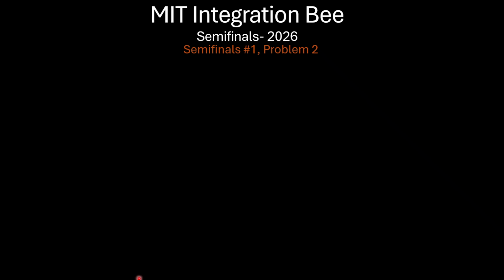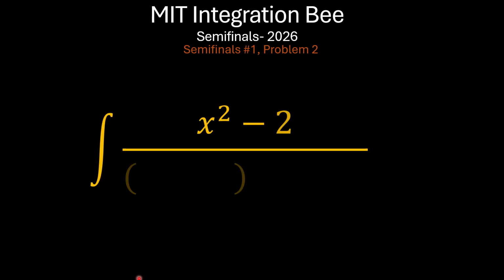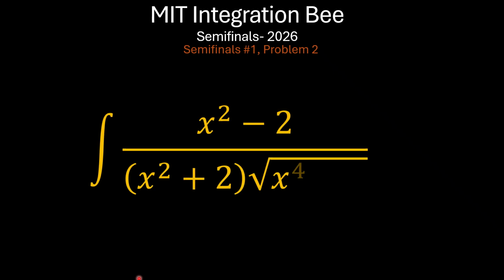So welcome to Mathematics. Today we are on the MIT Integration Bee 2026 Semifinals, problem number 2, which is the indefinite integral of (x squared minus 2) over (x squared plus 2) times the square root of (x to the fourth plus 4), and we're integrating in terms of x. So this is a very interesting problem. Let's see how we may be able to solve this.